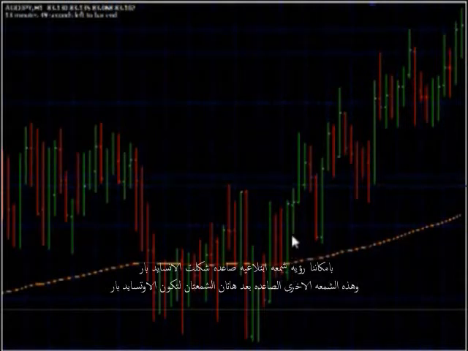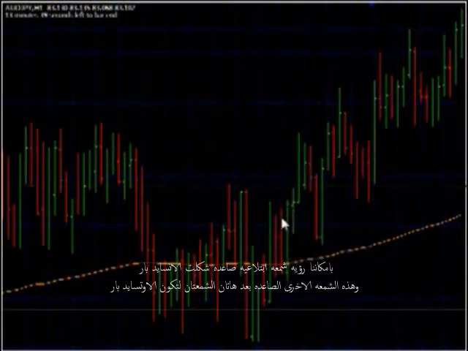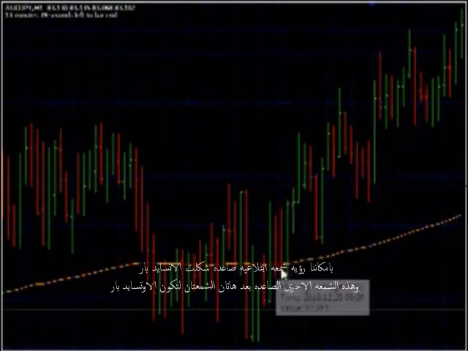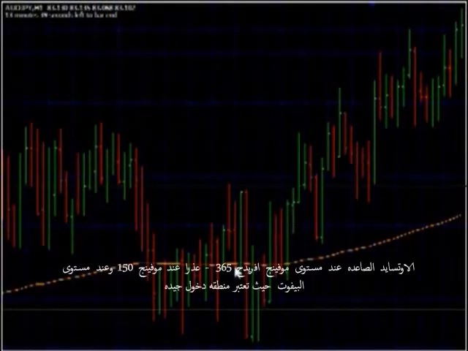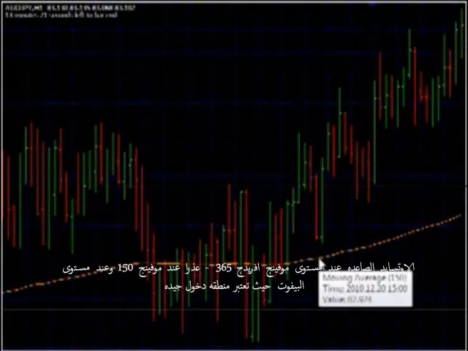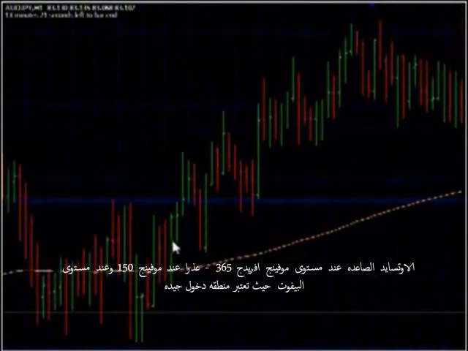This green bar is a bullish bar. This green bar covers the previous bar, which is now a bullish outside bar. A bullish outside bar right off the 150 at the price pivot area, which is a good point for entry.